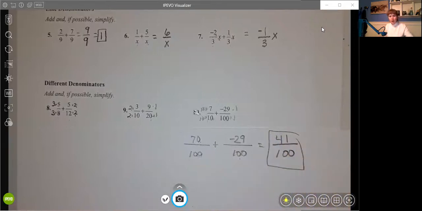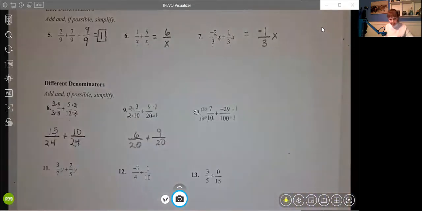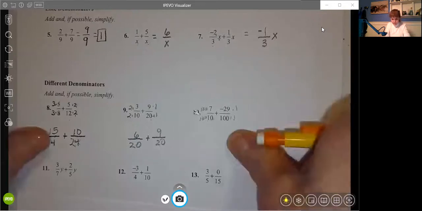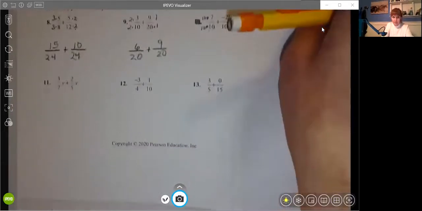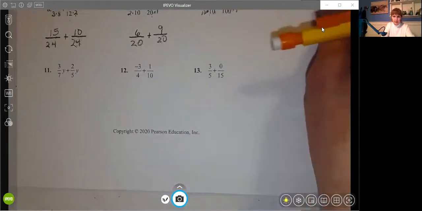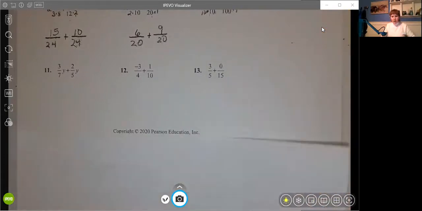All righty, let's carry on. Let's do some more. I'd like to do some with variables. Let's look at number 11. I have 3/7 y plus 2/5 y. How many y's do I have?